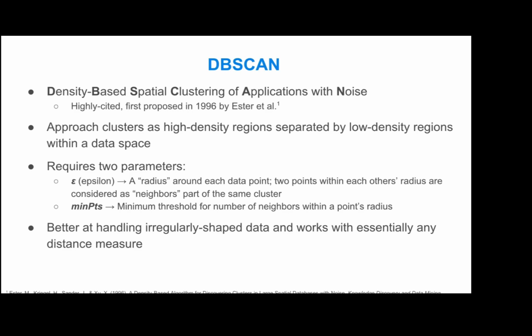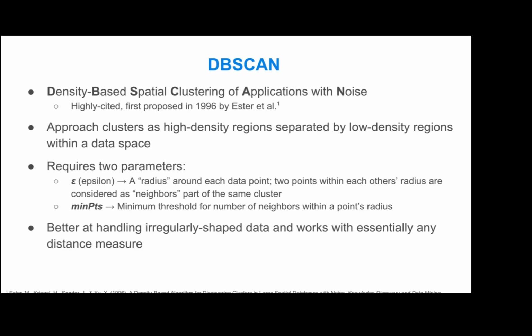So you need epsilon, which is essentially a radius around each data point. So you can think of 2 points within each other's radius being considered neighbors and part of the same cluster. And then you also need a minimum points threshold, which is essentially the minimum number of neighbors that are required for a certain point to be seen as a core point, which will help with the clustering later, and I'll go through that a bit more in detail.